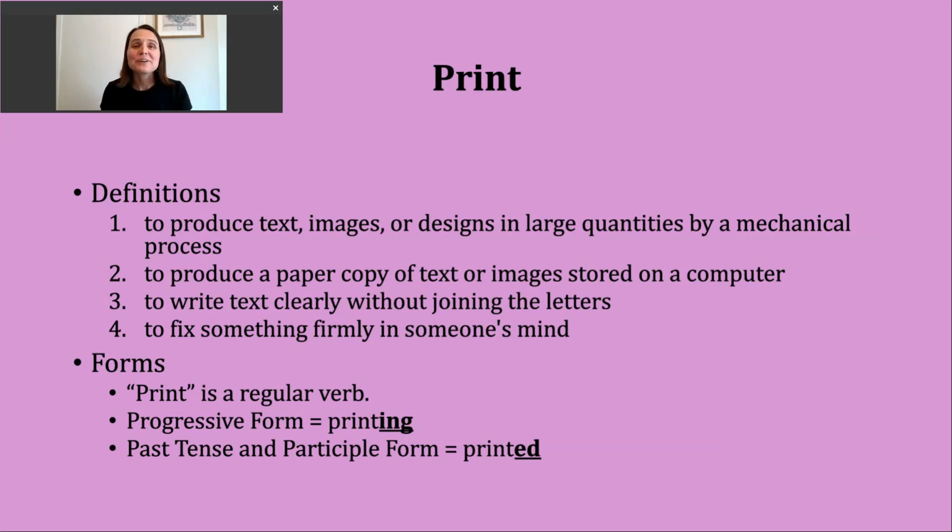You should know that print is a regular verb. To make the progressive tense, all we need to do is add ing to form printing. The past tense and participle forms of this verb are going to be made by adding ed. Our base verb print ends with a T sound, so our past tense ending is going to make an id sound. We're going to add an extra syllable to this verb. So our past tense and participle forms should sound like this. Printed, printed. Hopefully you can hear that extra syllable being added to the verb.